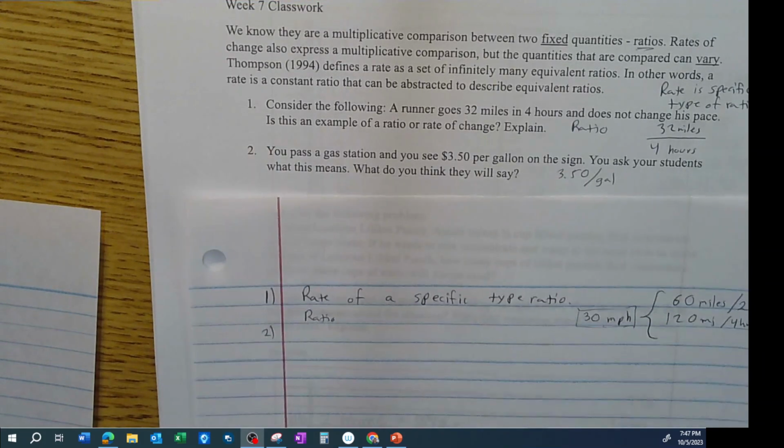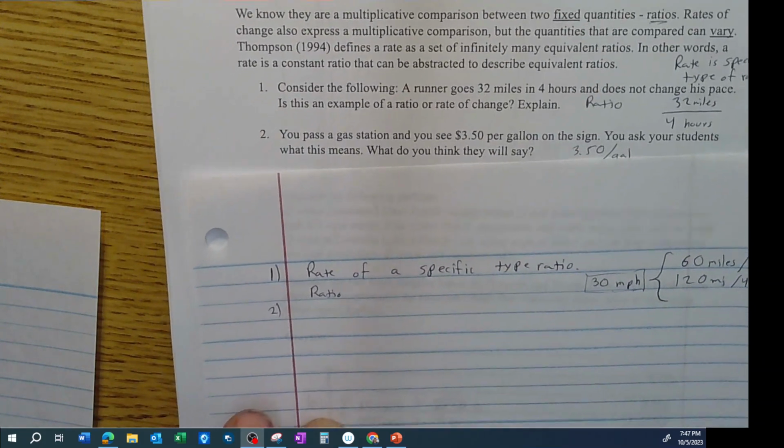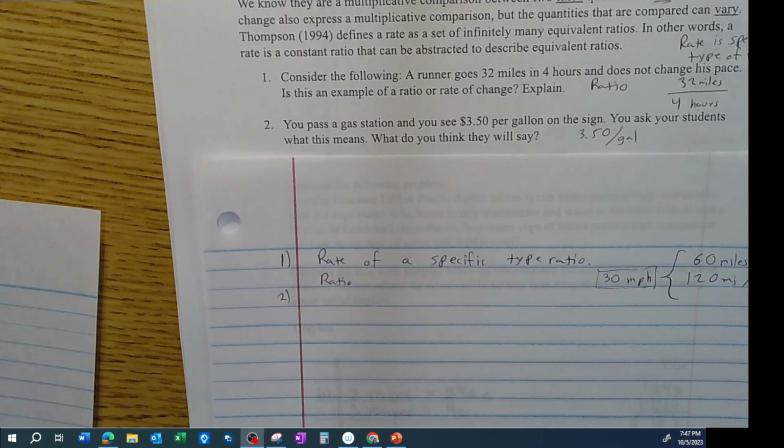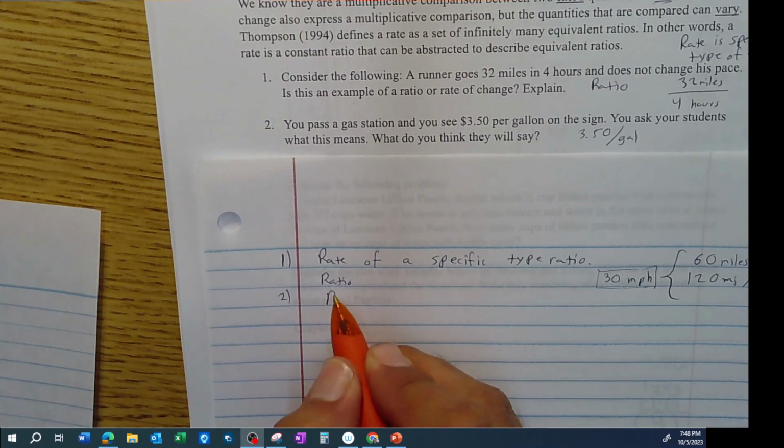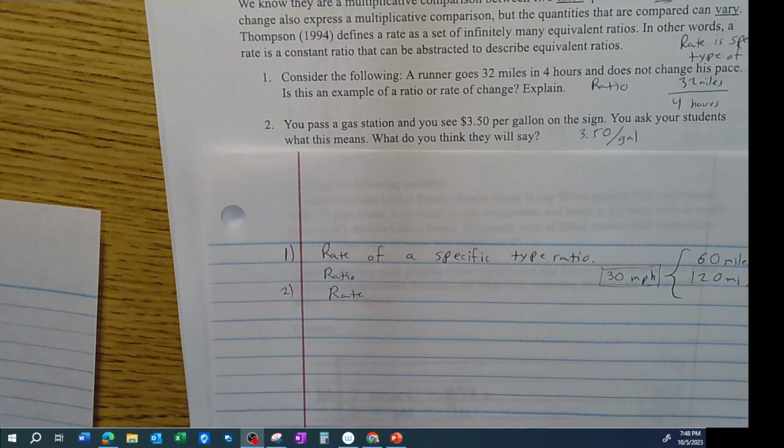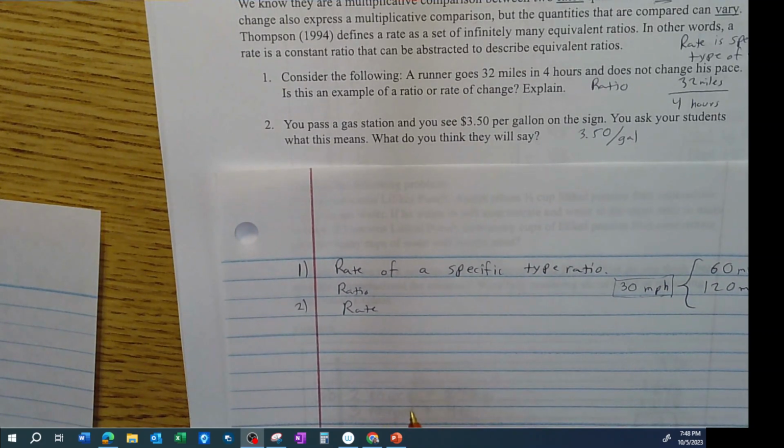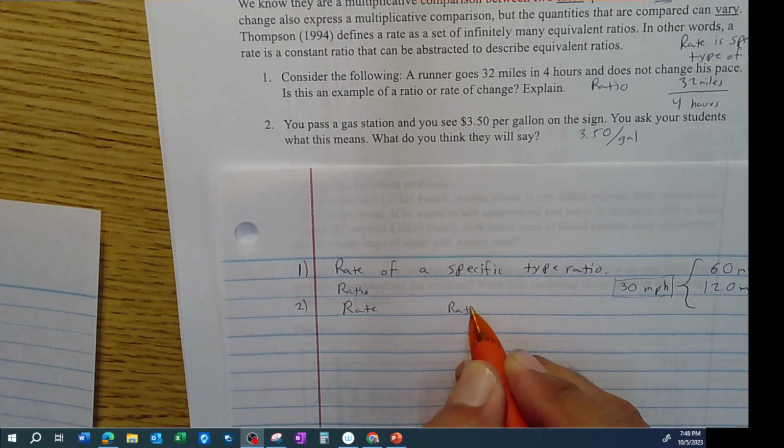All right, let's move on to number 2. You pass a gas station, you see $3.50 per gallon on the sign. You ask your students, what does this mean? What do you think they'll say? Well, they'll say it's $3.50 per gallon. That's my first thought, which wasn't too insightful. My second thought was that it's a rate, which is reasonable, because if you buy 2 gallons, you're paying $7. And within that rate, you're going to come up with an actual ratio of how much you buy.